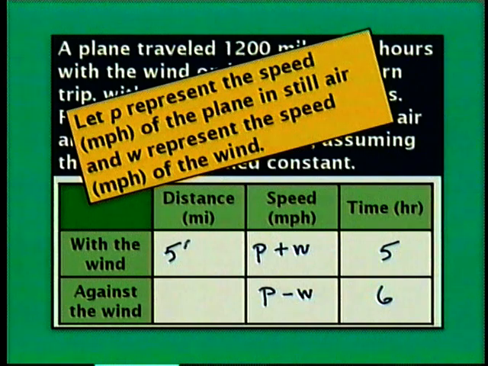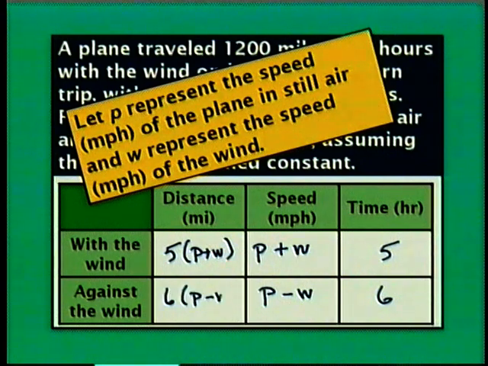Now I can calculate distance because I know that distance equals speed times time. So 5 hours times (P plus W) miles per hour is the distance the plane traveled with the wind. Against the wind, it traveled 6 times (P minus W) miles.